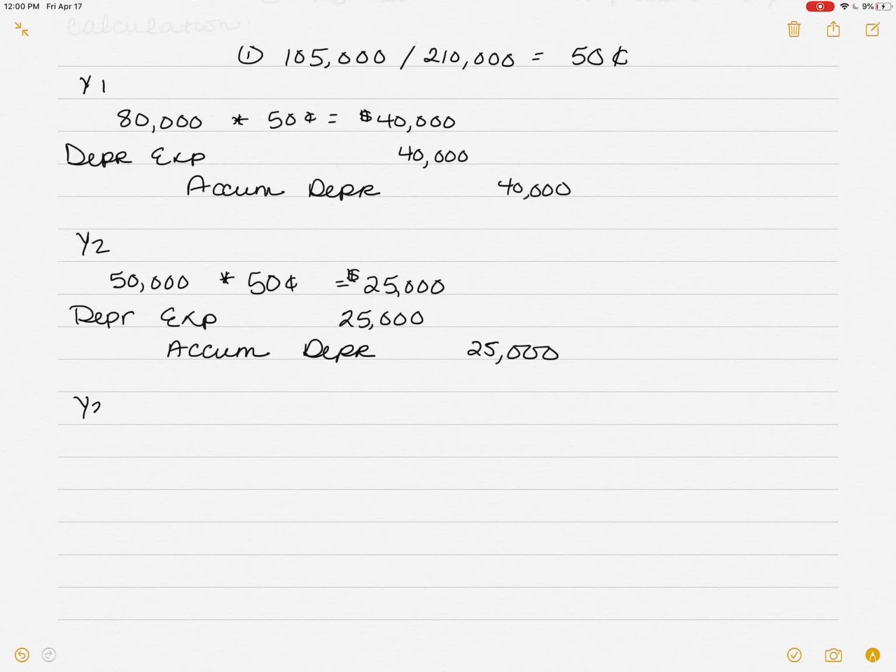And then finally in year 3, we've produced 30,000 units. Times that by my 50 cents, which is going to give me $15,000 in depreciation expense. And I will record that journal entry.